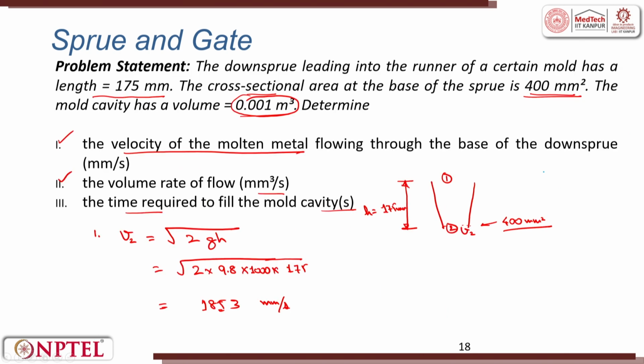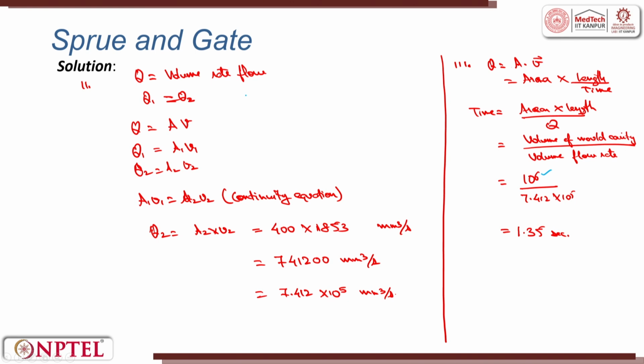It is given here in the problem, the volume is 0.001 meter cube. So, this value is 0.001 meter cube, this volume is here. So, if I convert it into millimeters, it will turn as 10 raised to power 6 millimeter cube. So, this was one of the problems in gate and sprue design.